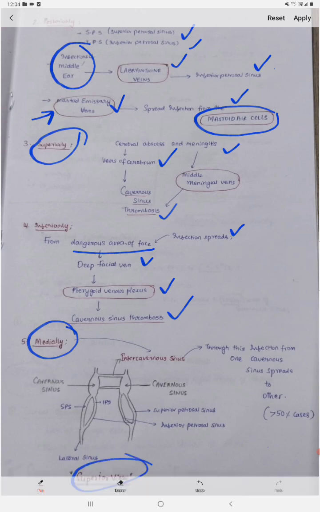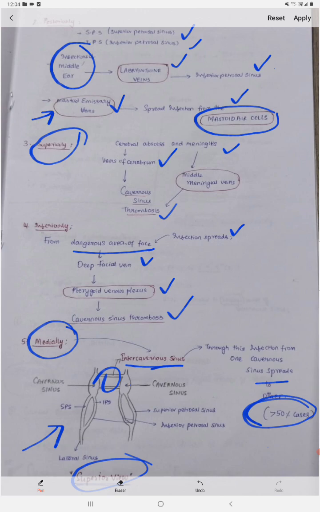This is the superior view. Okay, so this is the superior view. We can see the two cavernous sinuses and there is a connection in between these two cavernous sinuses. This connection is the intercavernous sinus. Through this, the infection spreads from one cavernous sinus to the other cavernous sinus. Actually, this will happen in more than 50% of the cases. This is very important to remember.